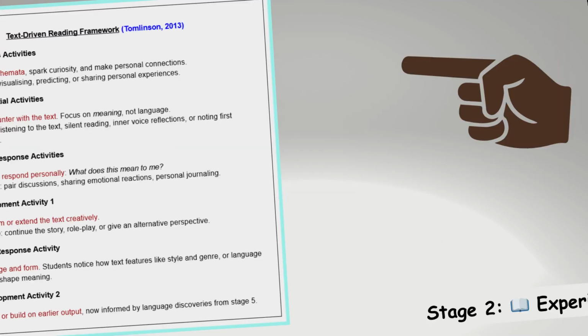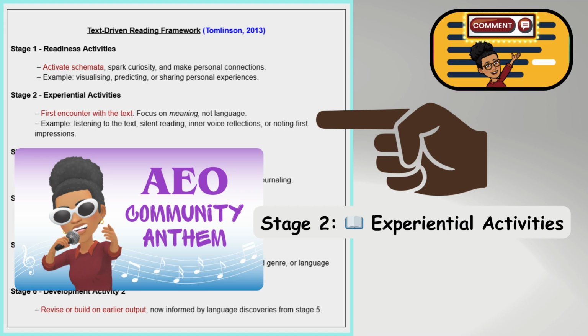Stage 2, experiential. Now students experience the text for the first time. And this is really important. There is no language analysis. There is no vocabulary pre-teaching, just meaning. First, I give them the lyrics and ask, what is this song about? Is it a place, a feeling, or a community? And then a simple reaction. What line do you like? This stage is about connection, not correction.